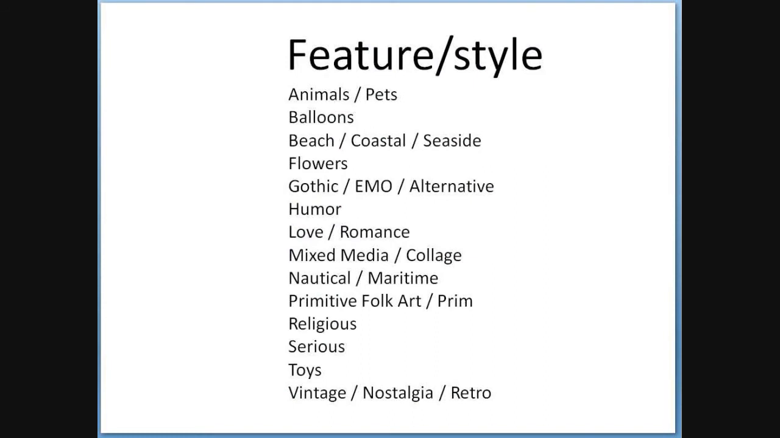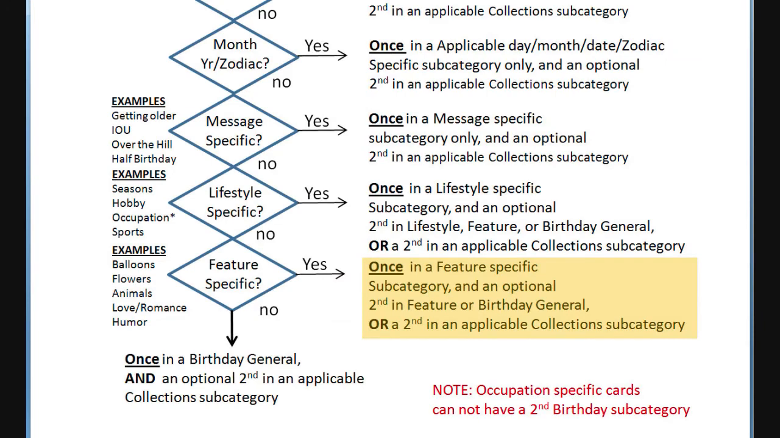Feature and style cards, like Balloons or Animals, or Humor or Romance, are one level above the general category, and should almost be looked at as general cards with a theme. You can use these along with the lifestyle category, or with the general category, but not with any of the higher up birthday subcategories. You can also select as your second choice another feature or style subcategory, as long as it's a good fit for both.